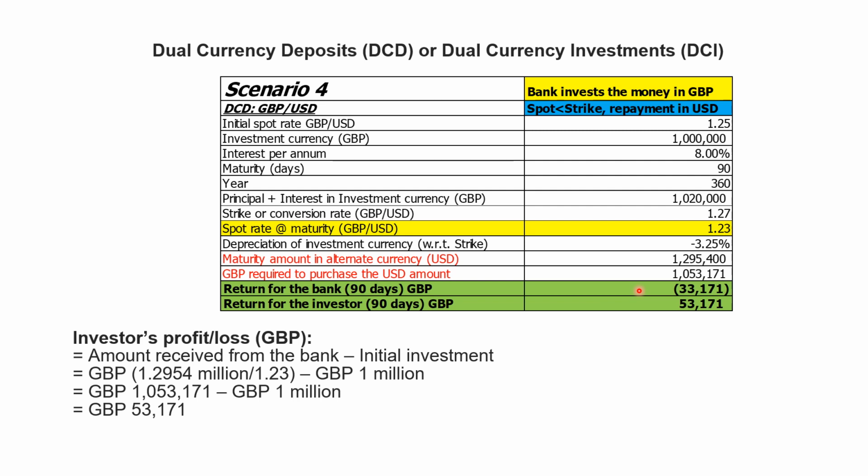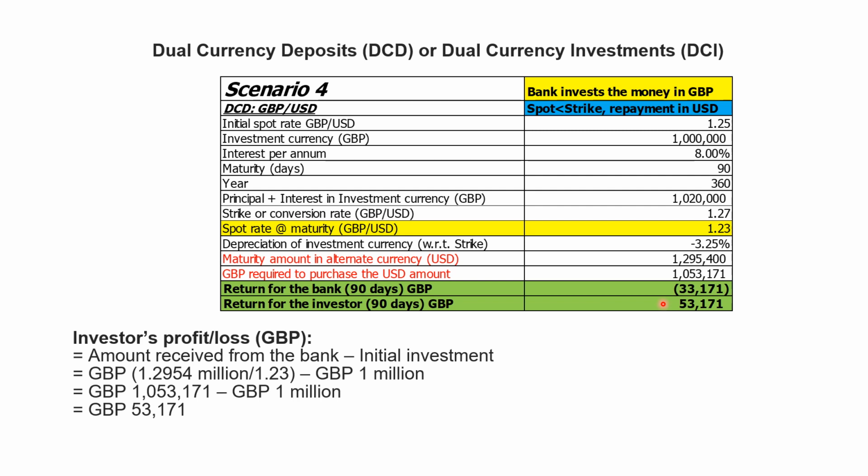The investor's profit or loss can be calculated as follows. The investor's profit or loss in GBP is equal to the amount received from the bank minus the initial investment. Basically, the investor gets GBP 1.2954 million divided by 1.23, which is 1.053171 million, and his initial investment amount was GBP 1 million. Therefore, he makes a profit of GBP 53,171.